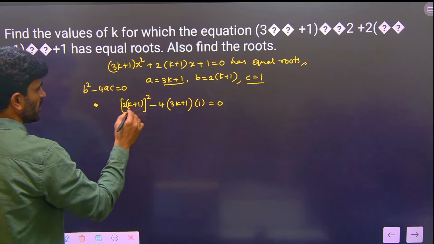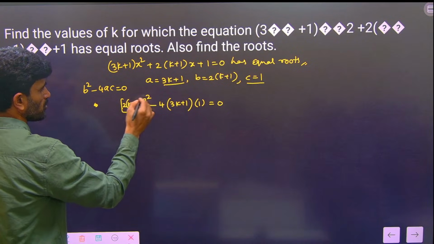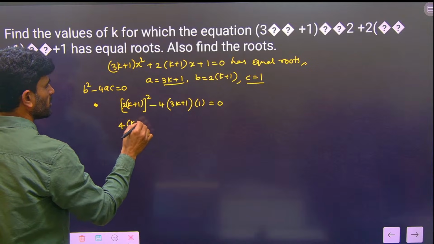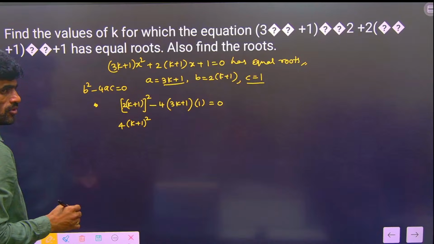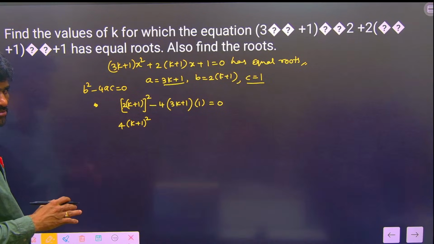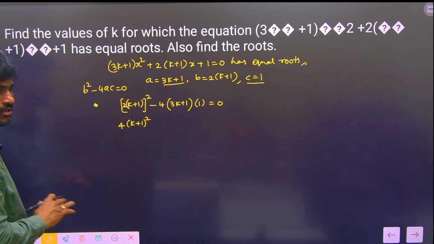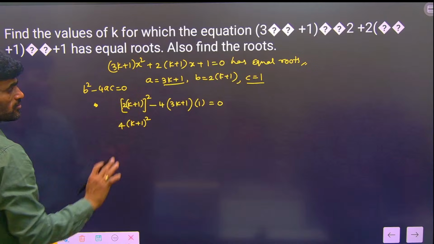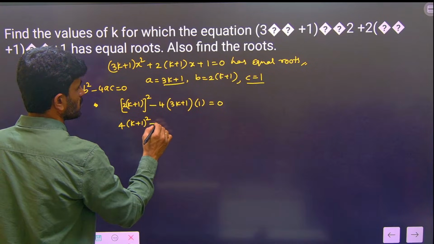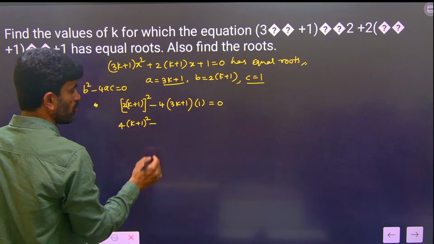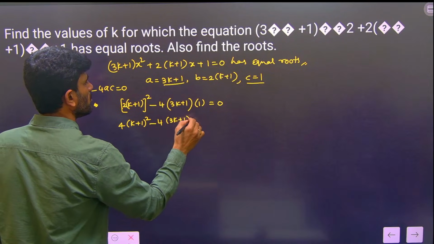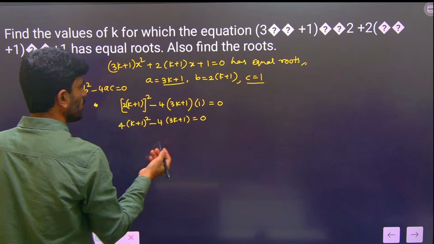So what do we do? We expand it. Square should be applied to both. 2 square is 4 into k plus 1 whole square. We can do step by step, neatly, slowly, this type of problem. Somewhere if you go wrong, again the complete solution will be wrong. So 2 square is 4, again k plus 1 whole square, minus 4 into 1, 4 only, 4 into 3k plus 1 is equal to 0.